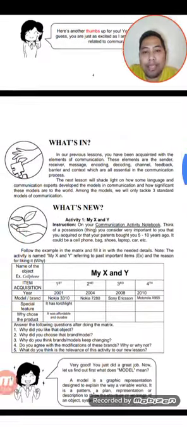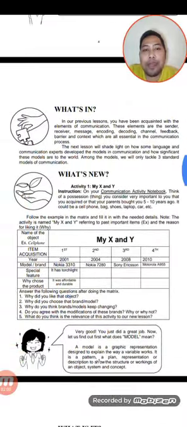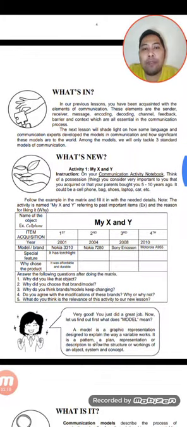Now what's in? In our previous lessons, you have acquainted of the different elements of communication. The elements are the sender, the receiver, message, encoding, decoding, channel, feedback, the barrier, and the context, which are all essentials in the communication process. I know you still remember all those things. Do not forget all those elements of communication. They are actually very important in the next lessons and the rest of the lessons that we will be having here.